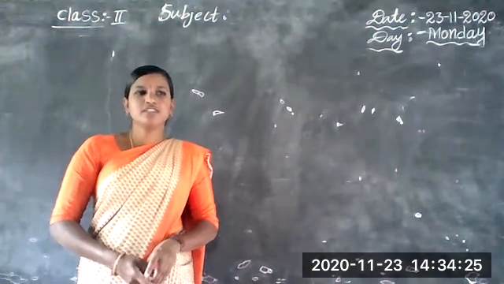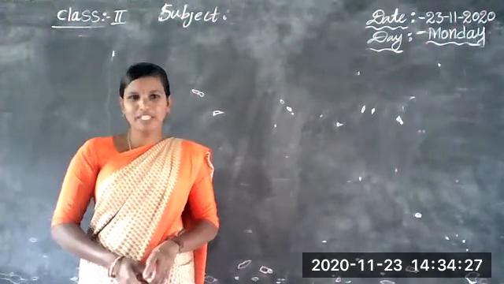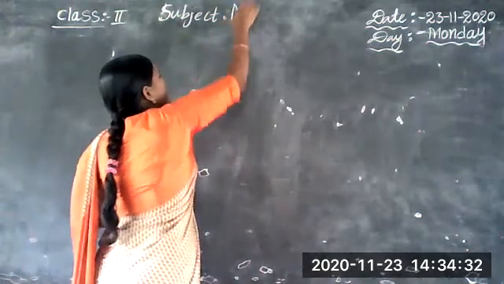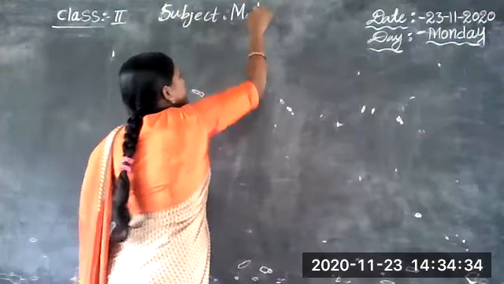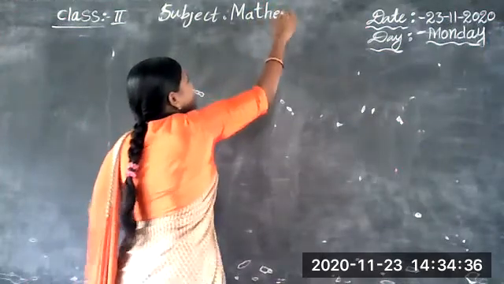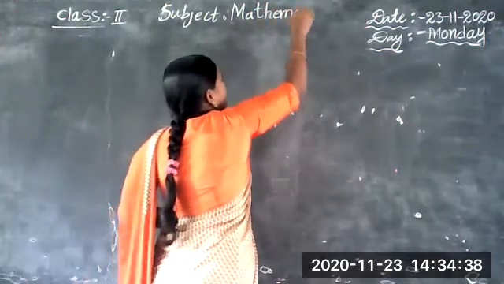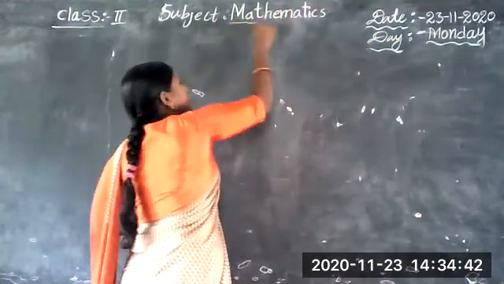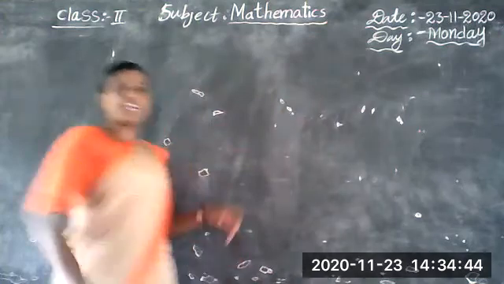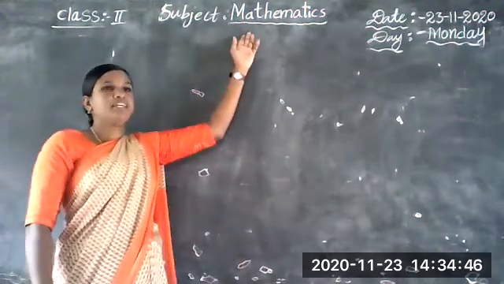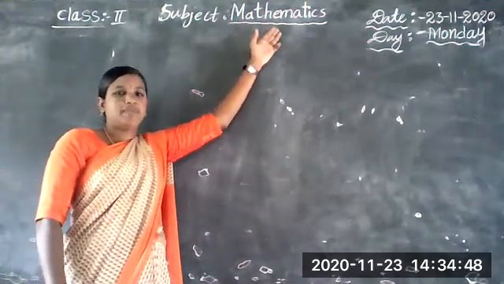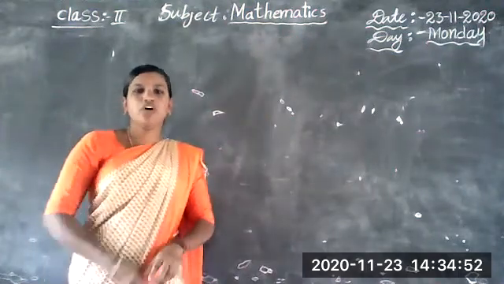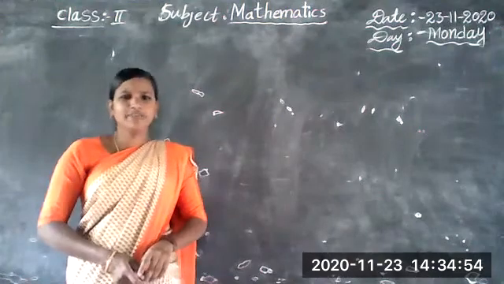Okay? So, once say the spelling of mathematics. M-A-T-H-E-M-A-T-I-C-S. Mathematics. Once again say M-A-T-H-E-M-A-T-I-C-S. Mathematics.